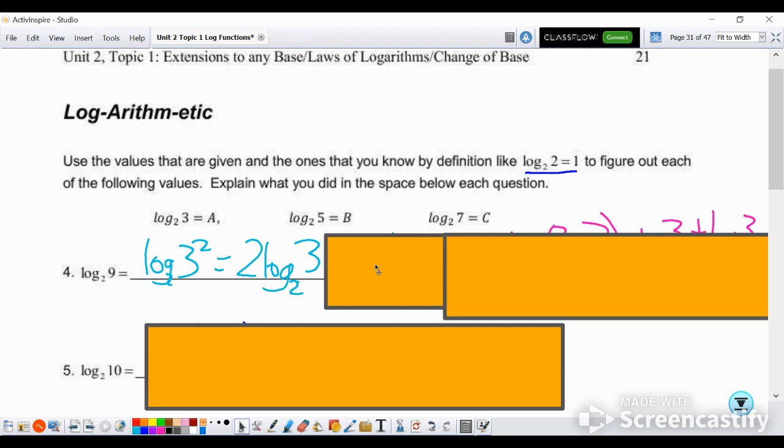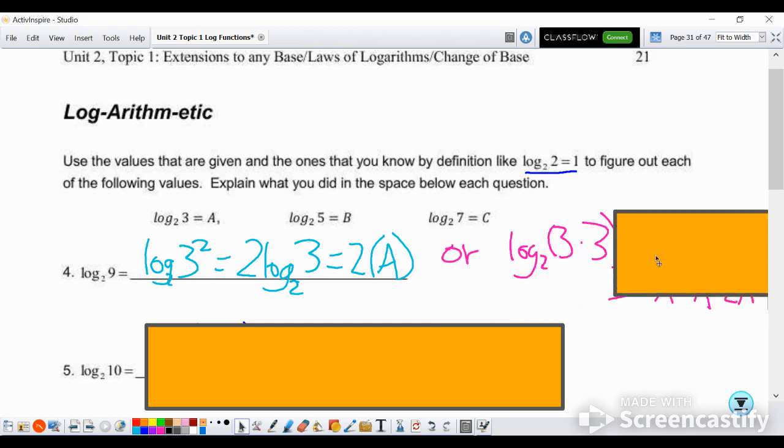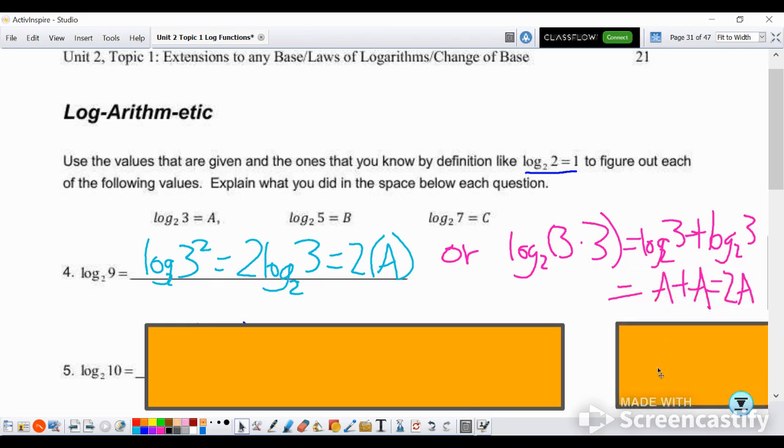They give us a definition of log base 2 of 3, so the answer becomes 2 times A, which represents log base 2 of 3. There is another way to do this problem, and that is to break 9 into log base 2 of 3 times 3. If it's log base 2 of 3 times 3, we can also make the problem log base 2 of 3 plus log base 2 of 3. When we add the two log base 2 of 3's, they both represent A, and A plus A is, again, 2A.